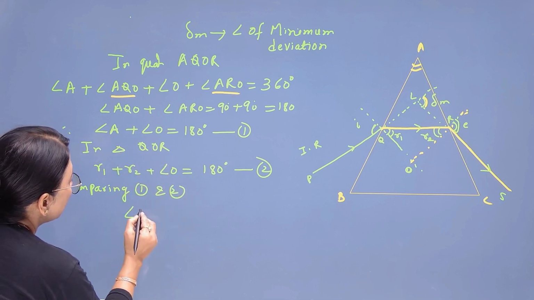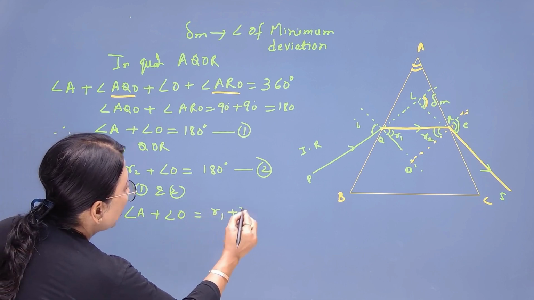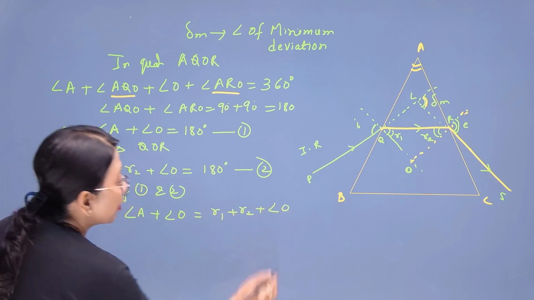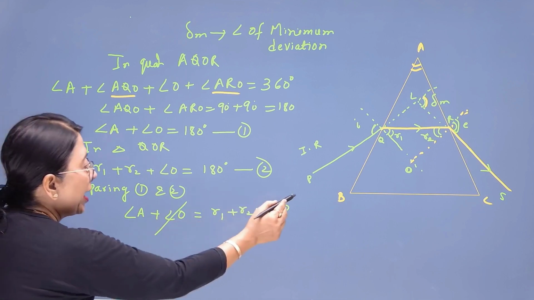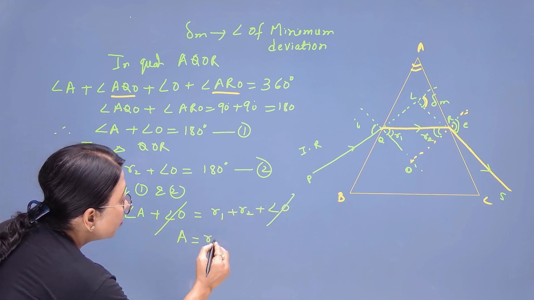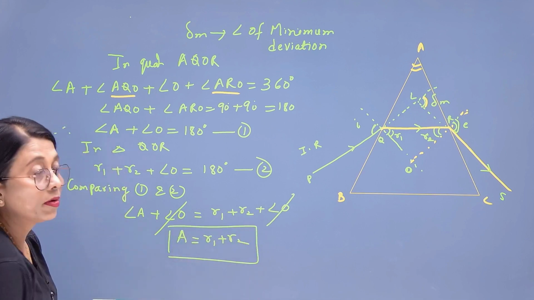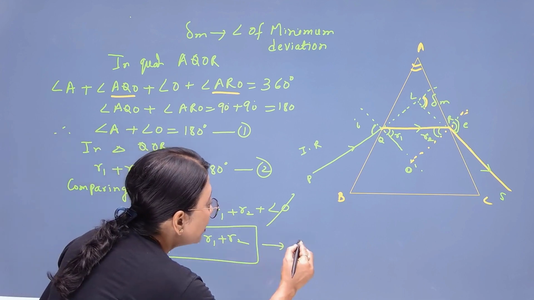Angle A plus angle O is equal to R1 plus R2 plus angle O. Compare करा. So these two, angle O goes. And we get a very important conclusion. A is equal to R1 plus R2. ये पहला कंक्लूजन है जो बहुत ज्यादा इंपॉर्टेंट है. इक्वेशन नंबर 3 डाल देते.